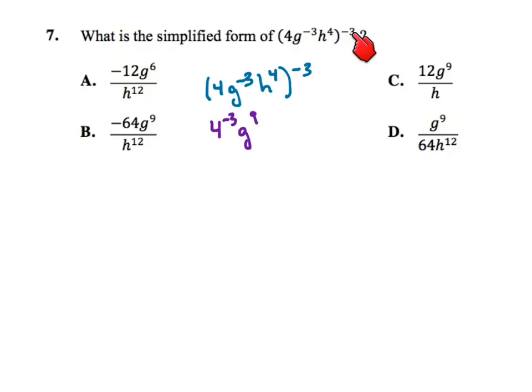h to the power of 4 to the power of negative 3. Multiply the exponents: h to the power of negative 12. All right, now I need to deal with my negative exponents. By the way, I know some of you already figured out what 4 to the power of negative 3 is. That's okay. It doesn't matter what order you go in, as long as you're doing the steps right, you'll get there.